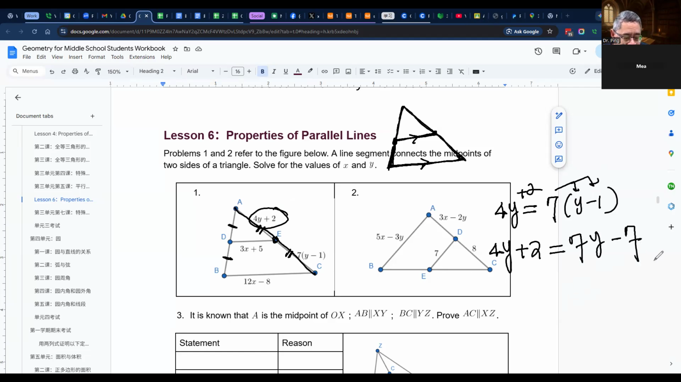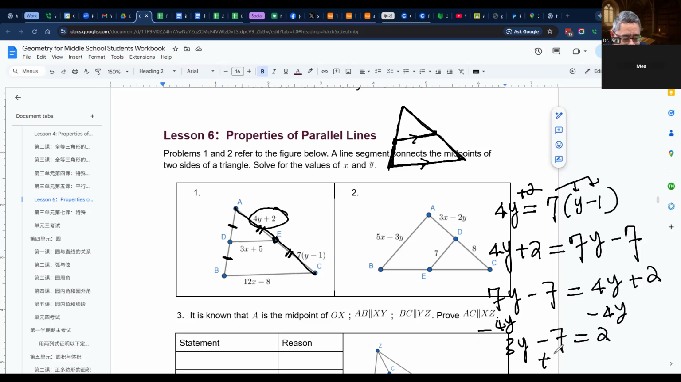Now, I'd like to work in positive, so I'm going to flip this equation. It becomes 7y minus 7 equal to 4y plus 2. So therefore, minus 4y on both sides. We got 3y minus 7 equal to 2. Then we add 7 on both sides.